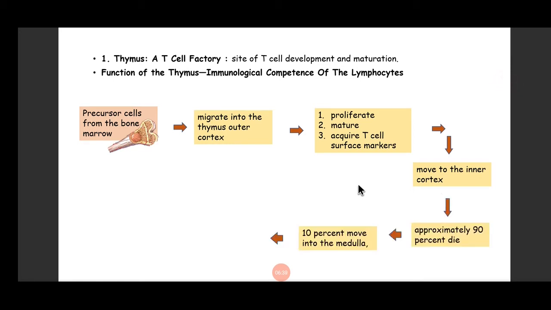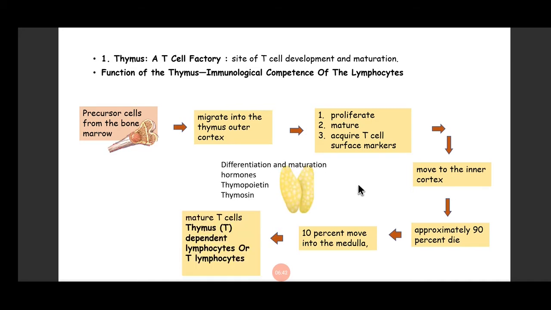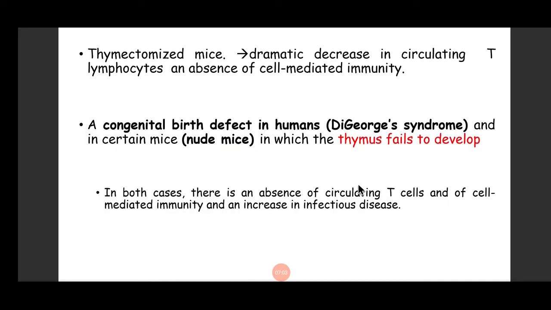And then 10% remaining T cells move into the medulla, and these are the mature T dependent lymphocytes, or we call them T lymphocytes. This happens in the thymus with the help of some hormones, thymopoietin and thymosin. So the thymus has a very crucial importance in the immune system, because maturation of T lymphocytes happens in the thymus. In fact, we call them T lymphocytes because they are thymus dependent lymphocytes.